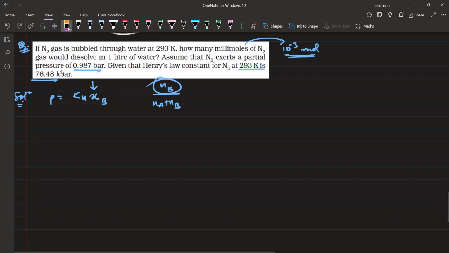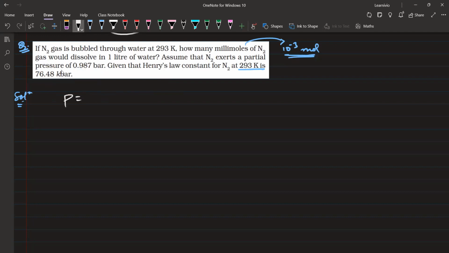Okay? So first find chi b, and after that find the number of moles, then I will help you guys. You have the kH value, you have the pressure, everything is there. You just need to calculate the chi b. P is equal to kH into chi b.